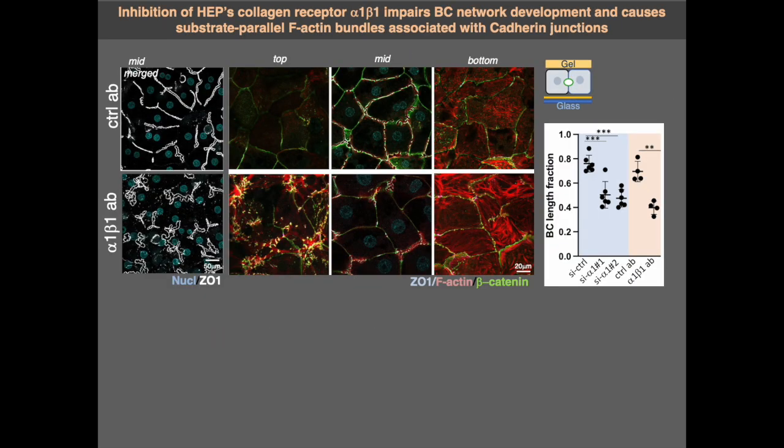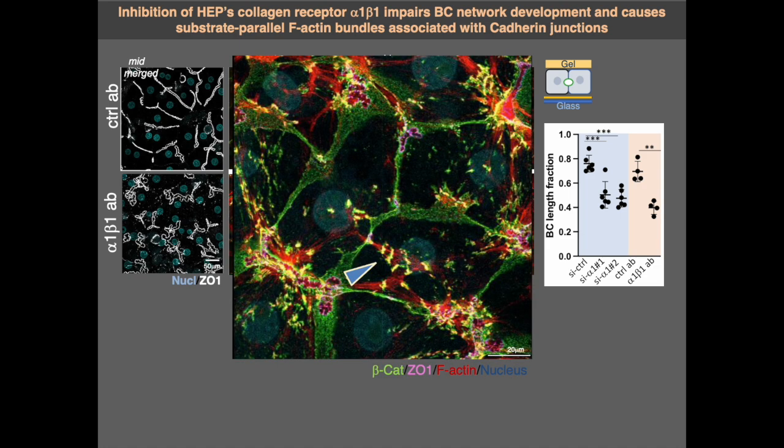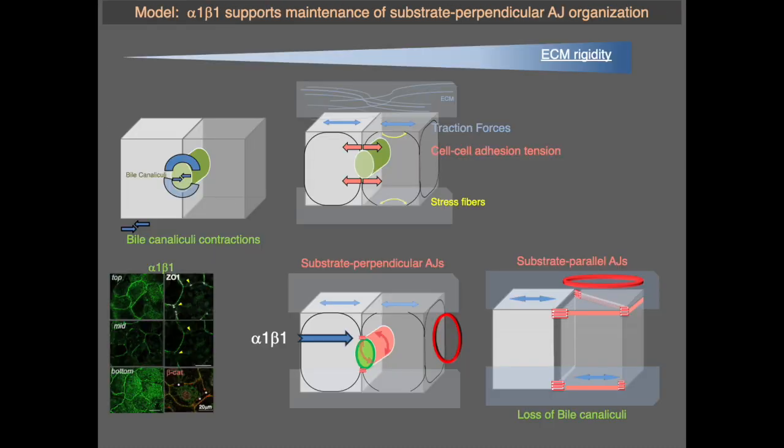However, when we inhibited alpha-1 beta-1, we found the opposite from what we expected. Instead of improving bile canaliculi formation on rigid matrix, depletion of alpha-1 or a function-blocking alpha-1 beta-1 antibody disrupted the bile canaliculi network further. Notably, alpha-1 beta-1 inhibition caused the appearance of substrate-parallel F-actin bundles across the overlay surface, and these F-actin bundles were flanked not by integrins but by cell-cell adhesions, here shown as pointed by the arrowhead for beta-catenin. Based on these and additional data, we suggest the following working model.